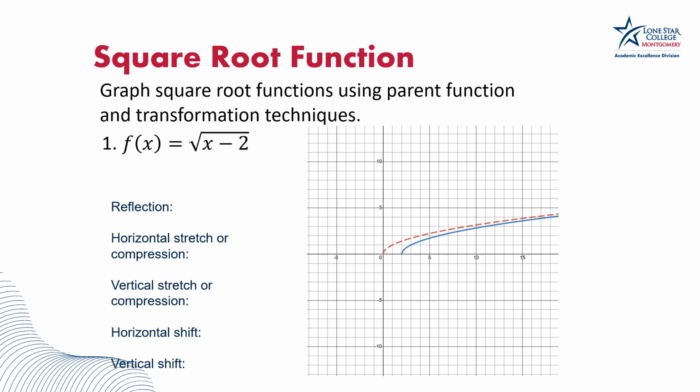So when you have f of x equals square root of x minus 2, that minus 2 is inside of the square root, along with the x. So because it's on the inside, it's considered a horizontal shift, and it's moving 2 units to the right. And so if we look at it, the red dotted line is our parent function, and the blue one is square root of x minus 2. It's being shifted 2 to the right.